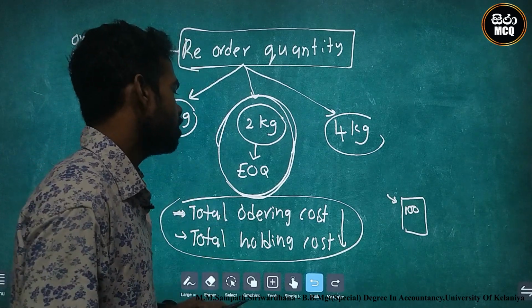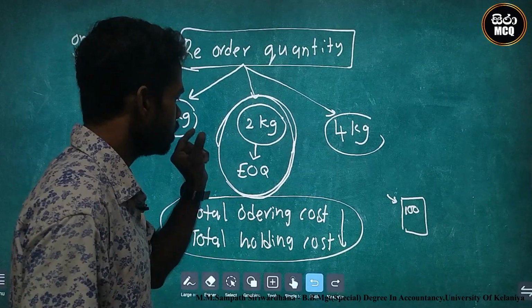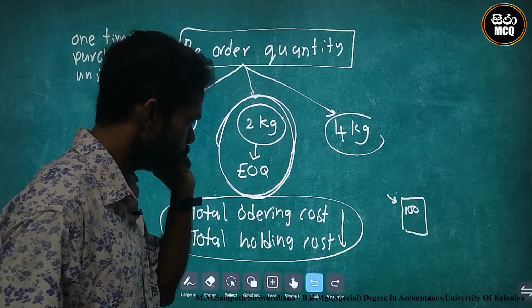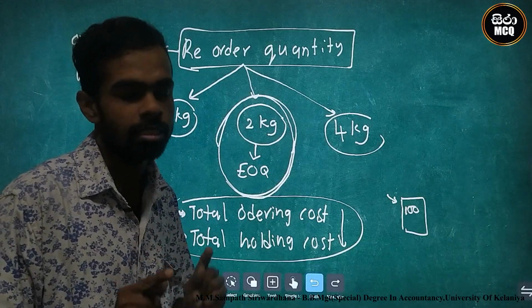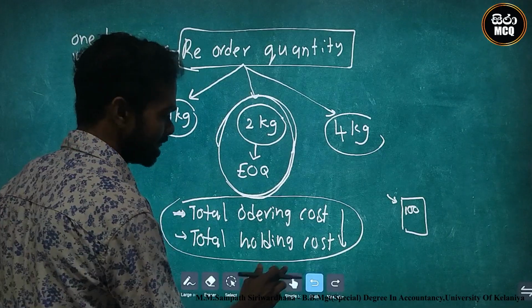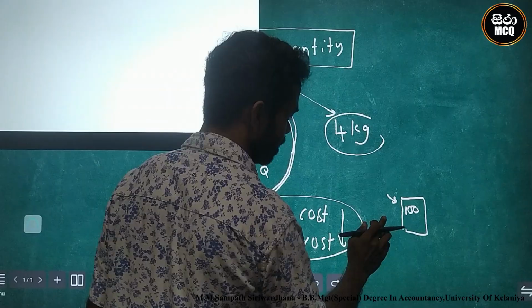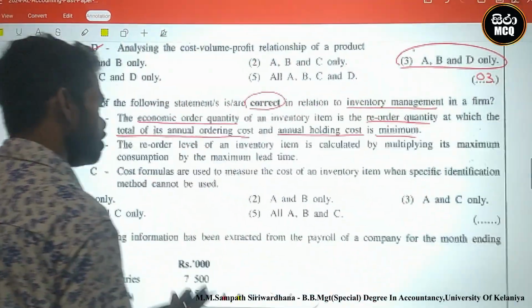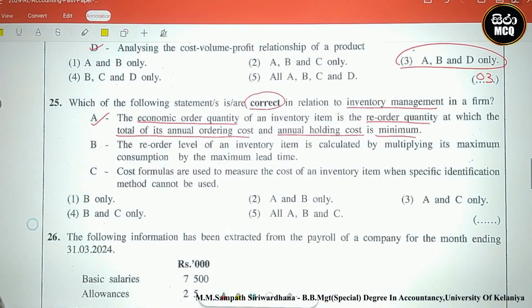Therefore, we can identify why cost is minimum. This is the economic order quantity we must purchase at one time. Okay, this is a correct statement relating to inventory management. This is correct. Okay, next one.